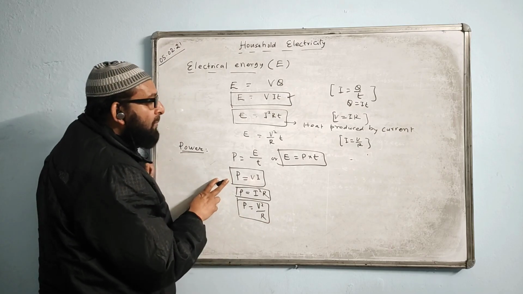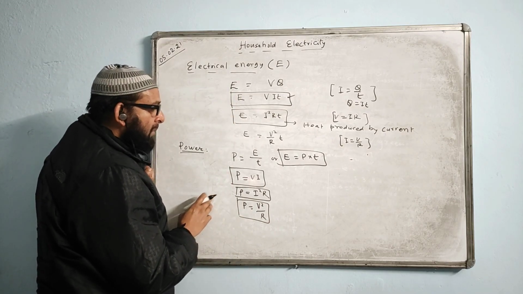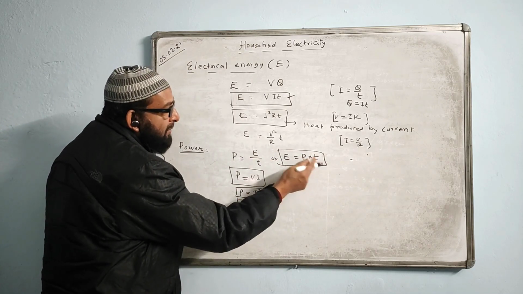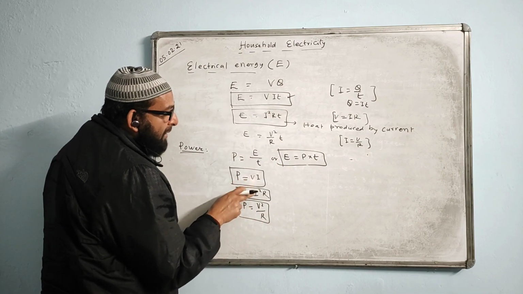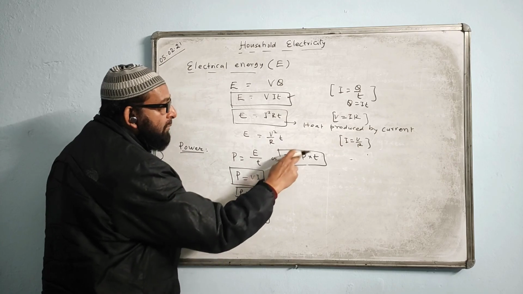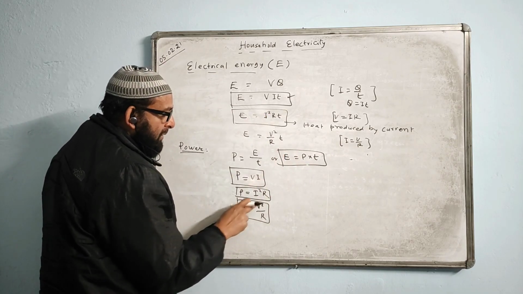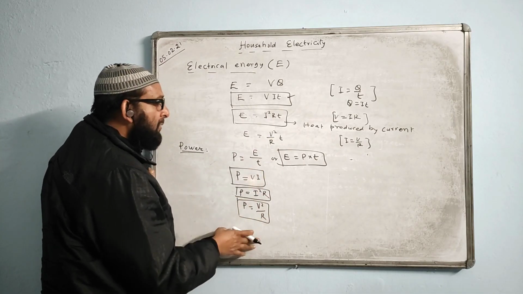If you don't remember the energy formula, it comes automatically, because power into time will make energy. Put the power value VI, it becomes VI times T. If V is equal to I R, multiplied with I, it becomes I square R. If you put I square R T, it becomes this formula. So according to the situation, the formula will appear.